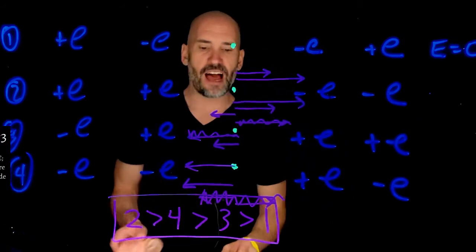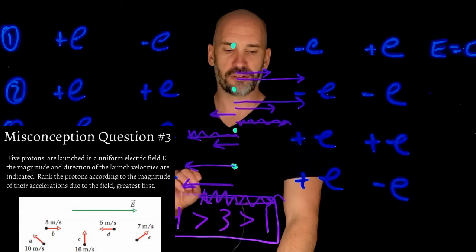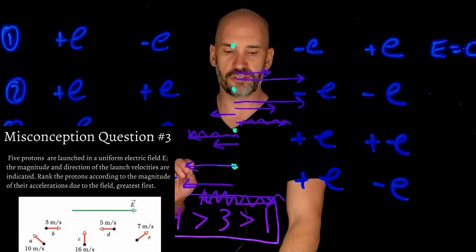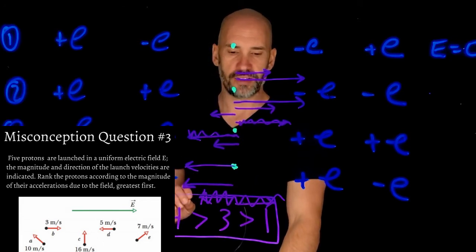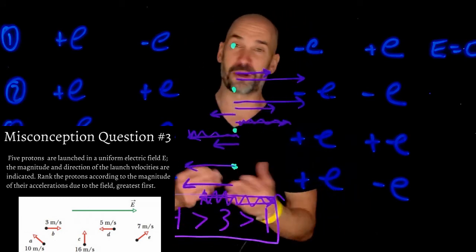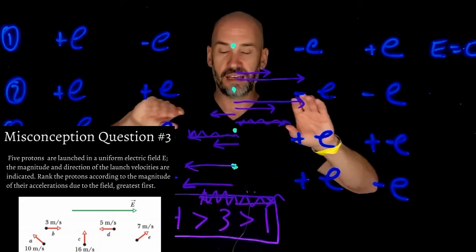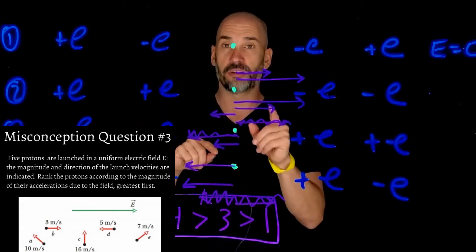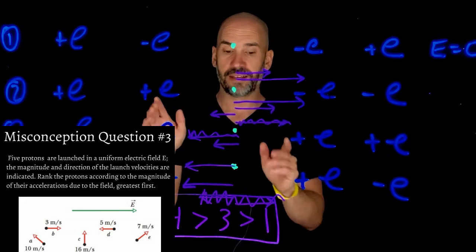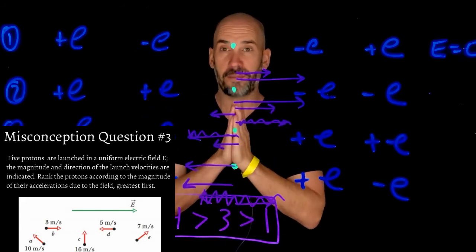Okay, last one, misconception question 3. It says, 5 protons are launched in a uniform electric field. Rank the protons according to the magnitude of their accelerations due to the field, greatest first. Okay, so here's a trick question. You have the same electric field in all of space. The only difference is the particles are moving in different directions. Ladies and gentlemen, that does not matter whatsoever.